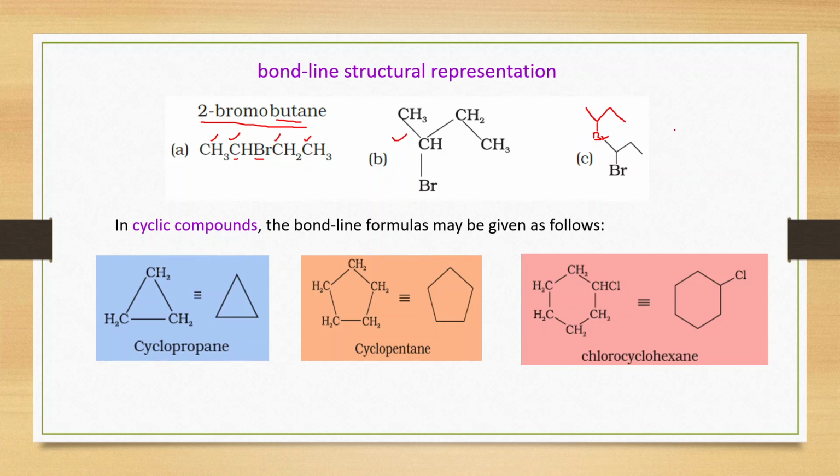You can also start the zigzag line from this end. That is 1, this is 2, this is 3 and this is 4, and on the second carbon atom, this Br is there. This is 2-bromobutane. In cyclic compounds, the bond line formulas may be given as follows. This is cyclopropane, that is 3 carbon atoms in a ring, and there is a single bond between these carbon atoms. In bond line, this is represented like this.